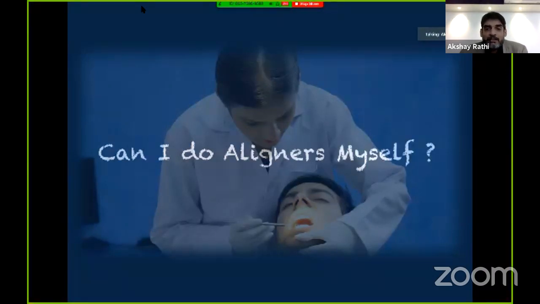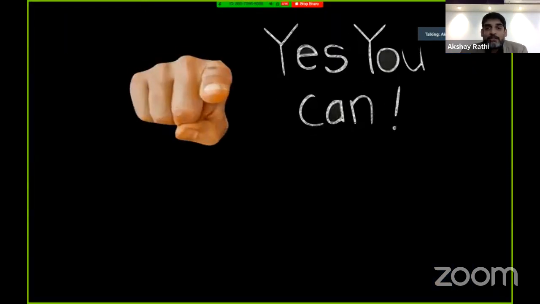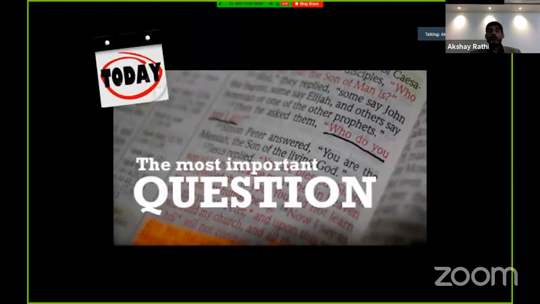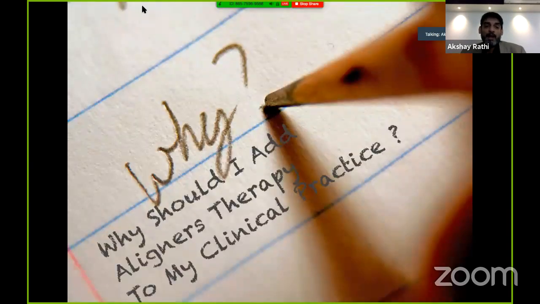Can I do aligners myself? Yes, you can. With a little bit more knowledge, with a little bit more application of yourself, you will be able to practice aligners in your practice and give that facility to your patients. So once again, the answer is a resounding yes. The most important question, and why Puneet and the entire gang asked me to conduct this seminar, is to address the question of why.